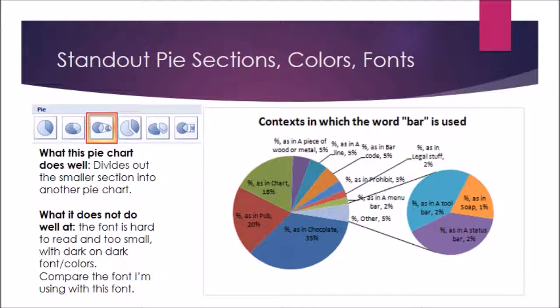Another way to do this is to stand out pie sections. What they did was separate them out in 3D, and what I'm talking about is standing out the pie sections, fonts, and colors. I'm going to talk about the good and the bad in this one chart. What it does well is it divides out a smaller section into another pie chart. In this light blue section, it separates it out so it doesn't give you eight million tiny things in there.